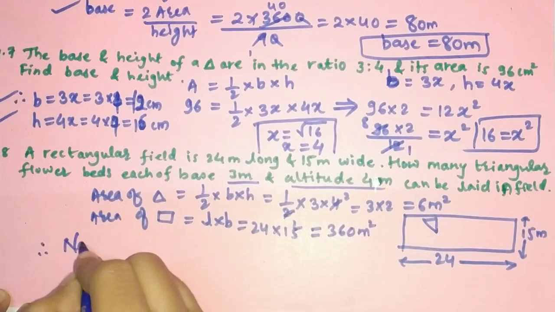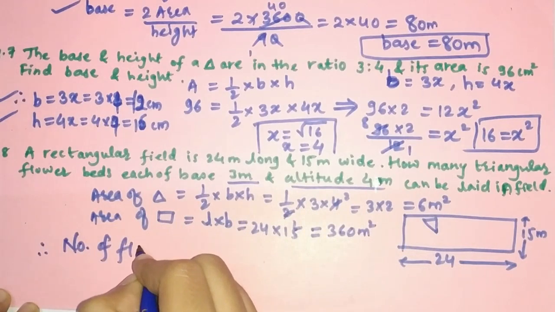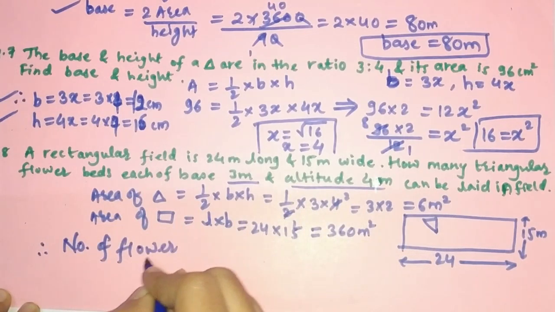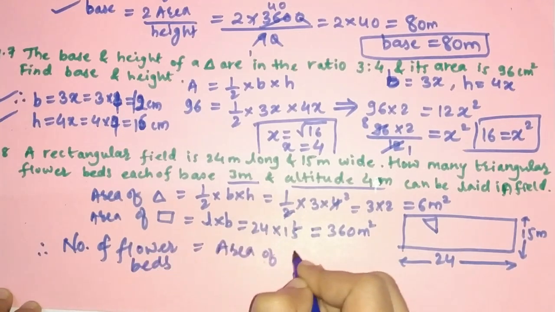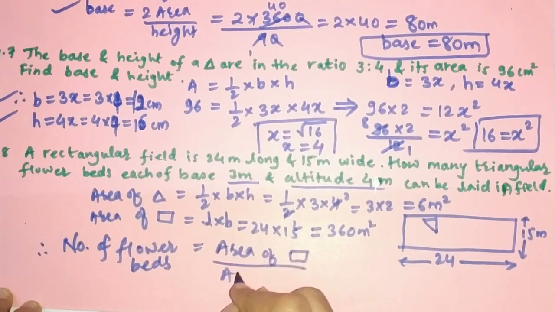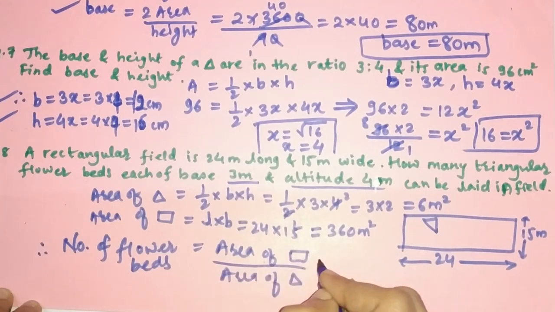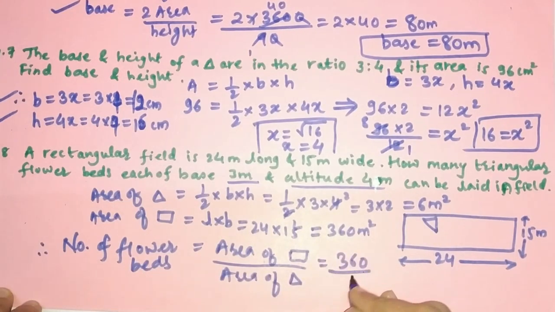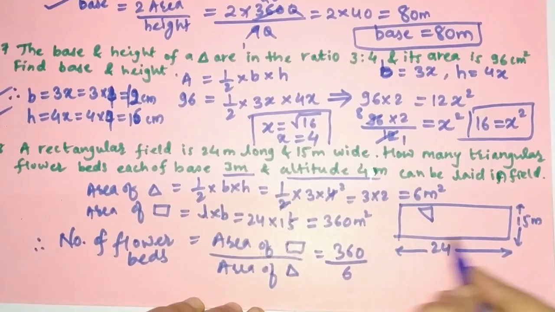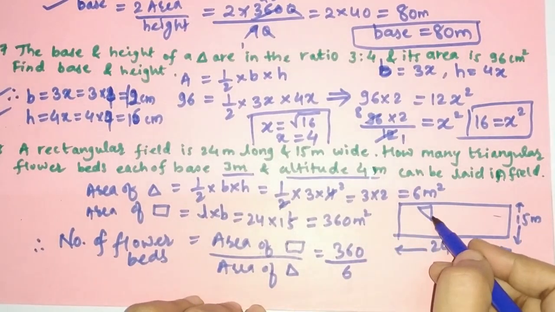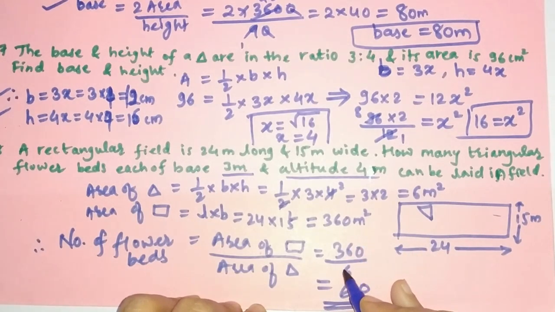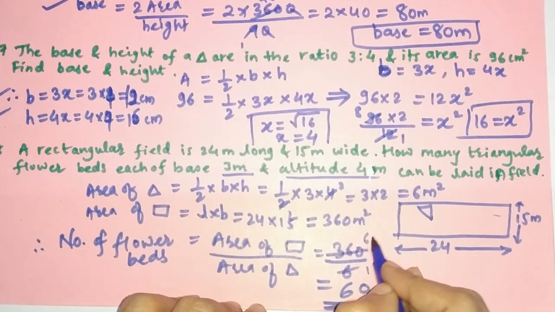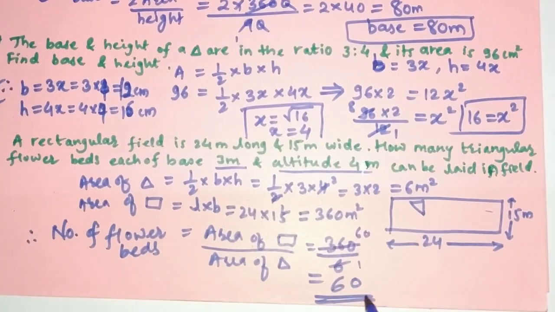So now the number of flower beds is equal to the area of the rectangle divided by the area of the triangle. 360 divided by 6 we'll do. This whole area divided by this small triangle's area. So we'll get here 60. This is the final answer. You can cut here, 6 ones are 6, 6 sixes are 36. So the number of flower beds required is 60.